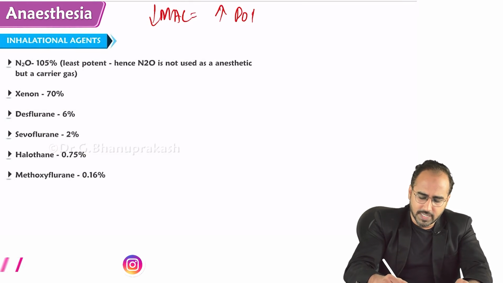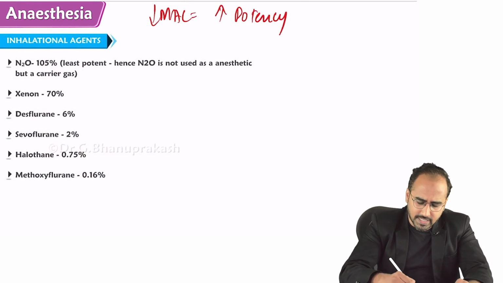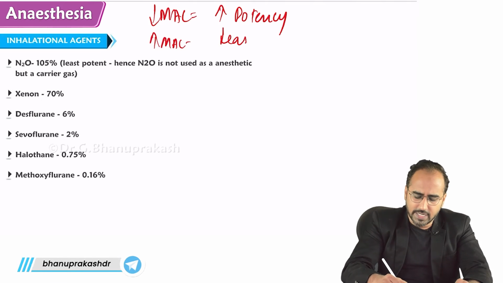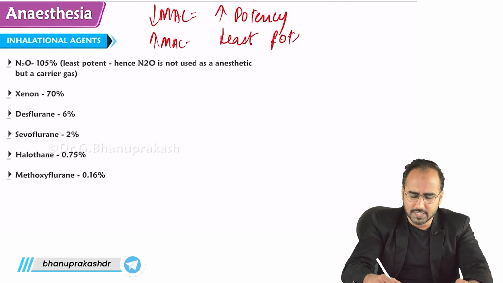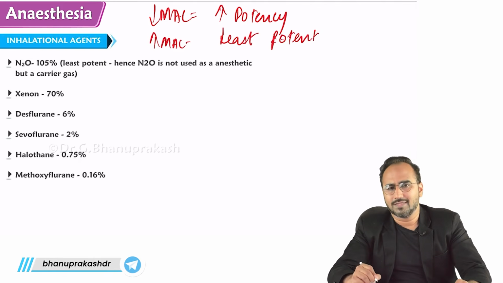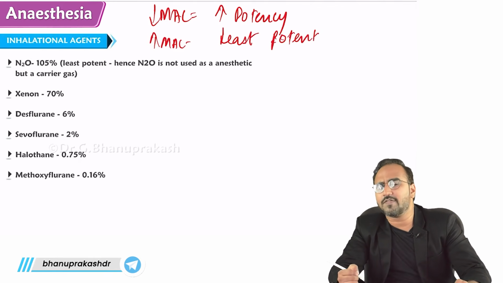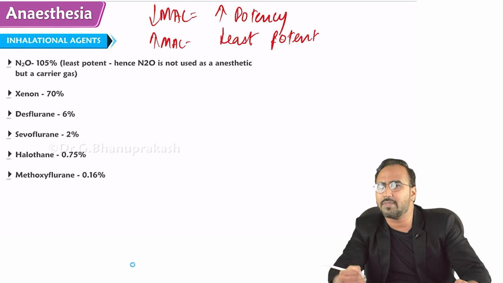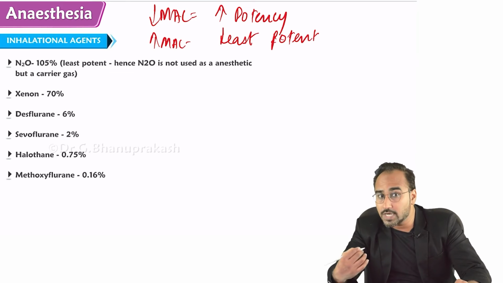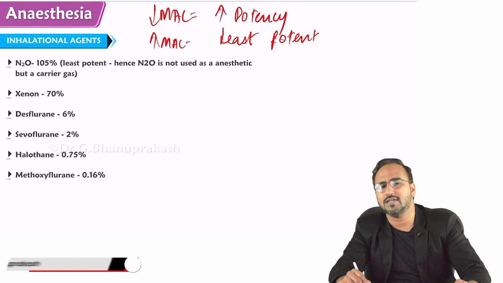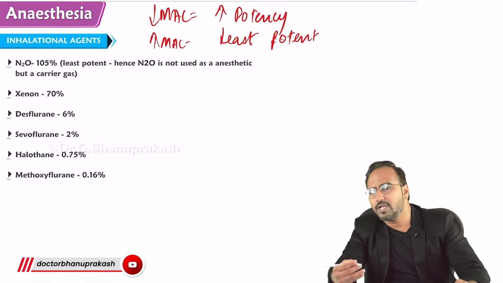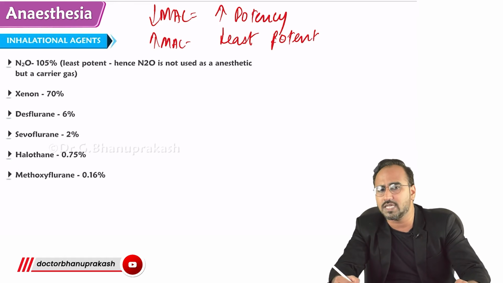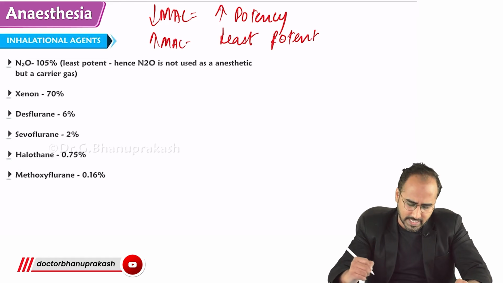And any inhalational agent that is having a high MAC value will be least potent. There are different inhalational agents having different MAC values, starting with nitrous. Nitrous has a MAC value of 105. Xenon has a MAC value of 70. Desflurane has a MAC value of 6. Sevoflurane 2. Halothane 0.75. Methoxyflurane 0.16.